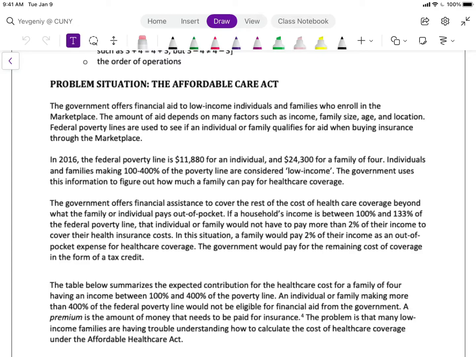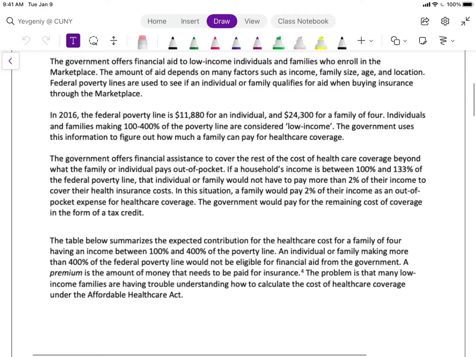The government uses this information to figure out how much a family can pay for healthcare coverage. The government offers financial assistance to cover the rest of the cost of healthcare coverage beyond what the family or individual pays out of pocket. If a household income is between 100 and 133% of the federal poverty line, that individual or family would not have to pay more than 2% of their income to cover their health insurance costs. In this situation, a family would pay 2% of their income as an out-of-pocket expense for healthcare coverage. The government would pay for the remaining cost of coverage in the form of a tax credit.